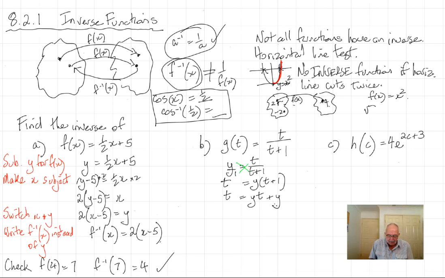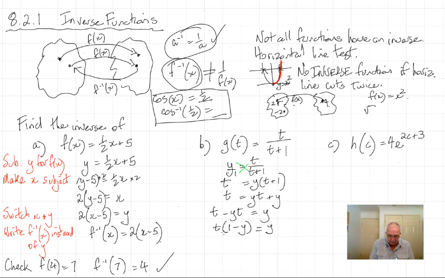And I'm trying to get t by itself, so I need to get all the t's to one side. To do that, if I take this over here, I have t minus yt is equal to y. Now I want to get the t's by themselves, and I can see that I've got all the t's on this side, and that t is a common factor of both of those two terms. So I can take it outside. t times (1 minus y) is equal to y.